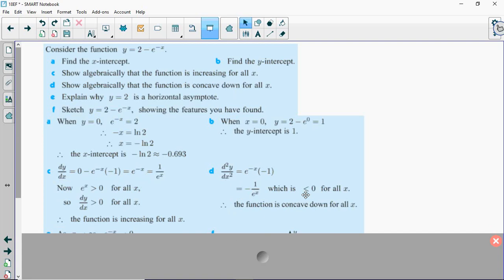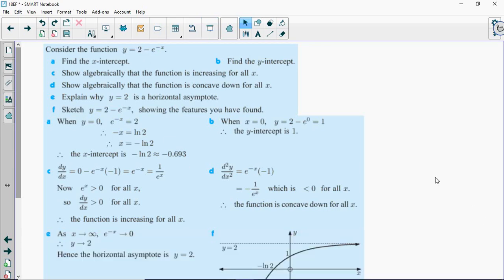Part E, why is y equal to 2 a horizontal asymptote? We should be able to work that out just by recognizing that this is an exponential function. The e to the negative x has a horizontal asymptote of 0, but this whole thing has been shifted up 2 units. So that's why we've got that as our horizontal asymptote.